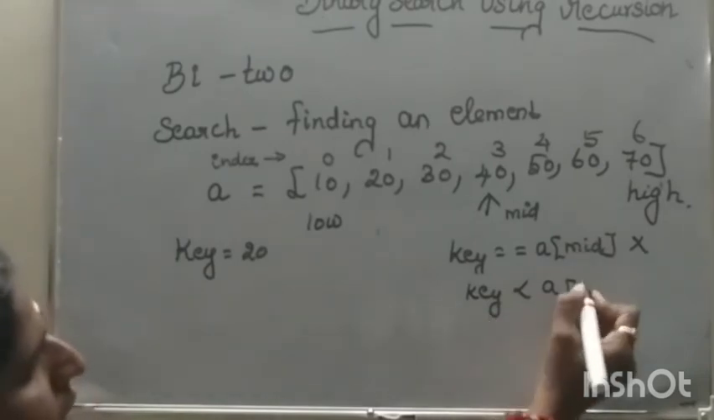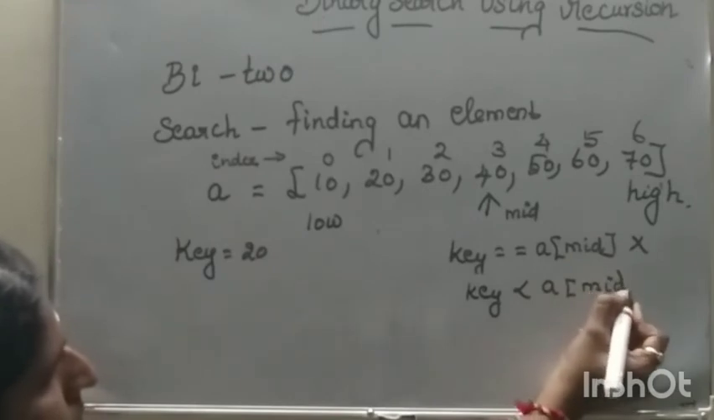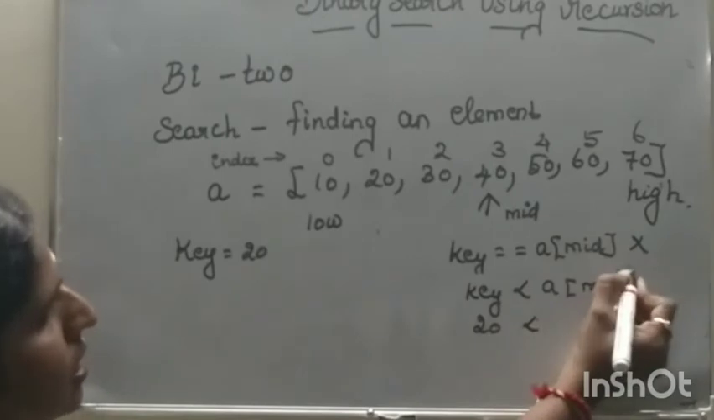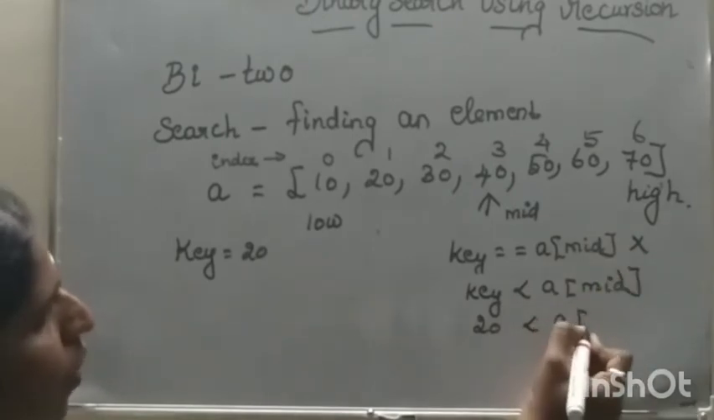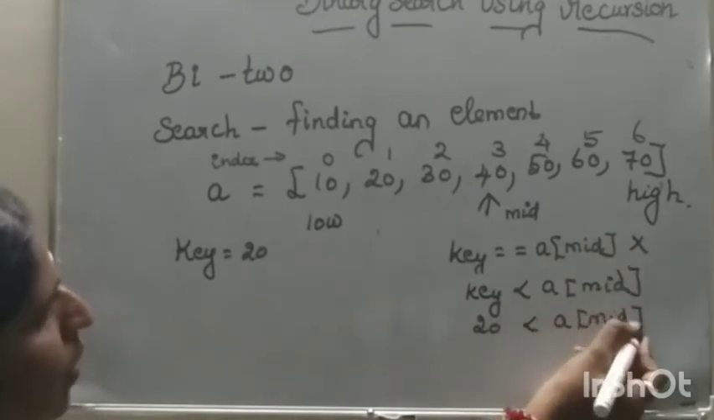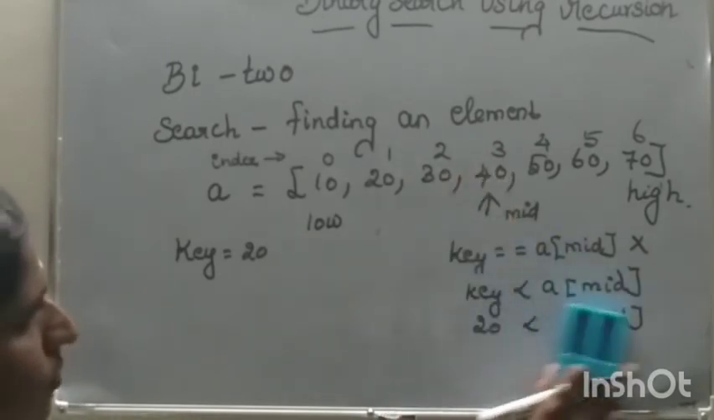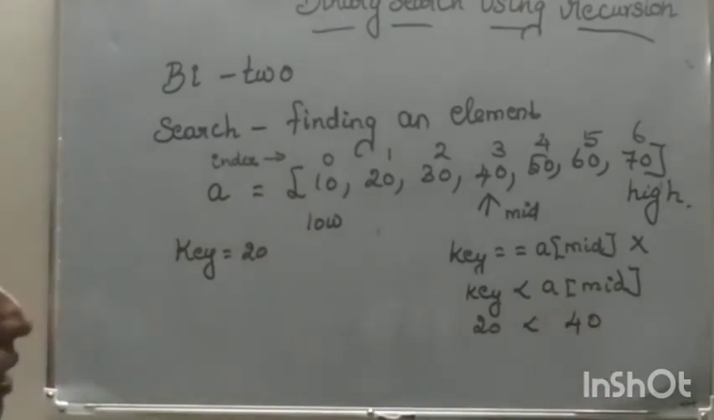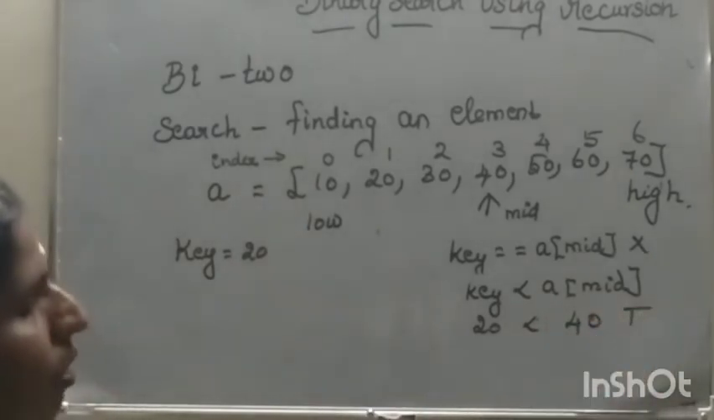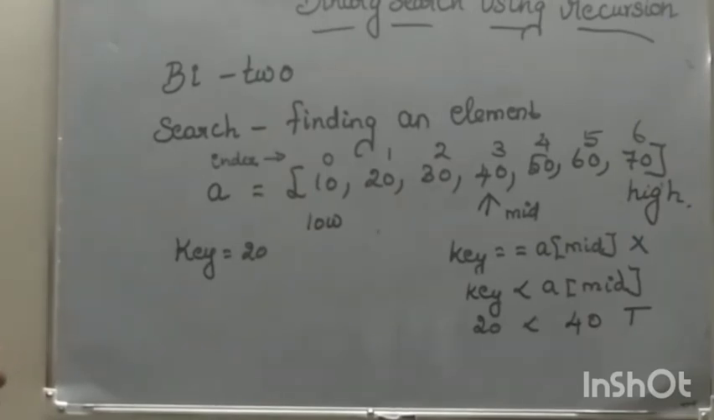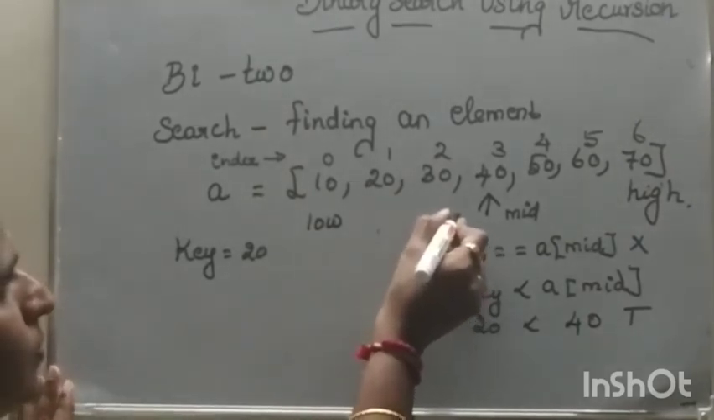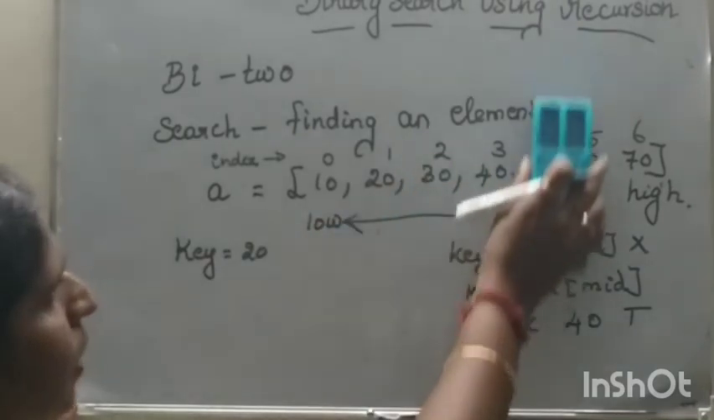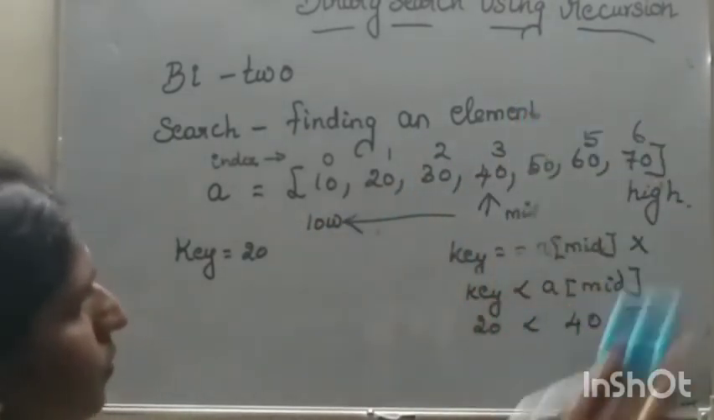Key is lesser than A of mid. What is my key value? 20. 20 is lesser than the A of mid value. What is the A of mid value? 40. If it is lesser, here the condition is true. Then you have to search the element in the left side, not in the right side. You can leave this path.